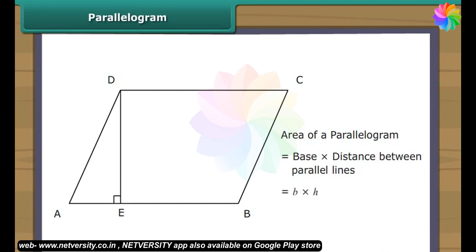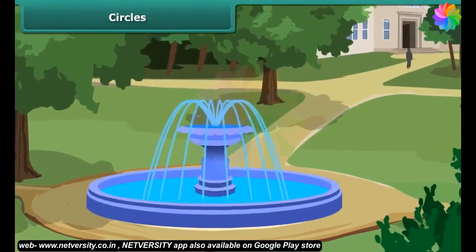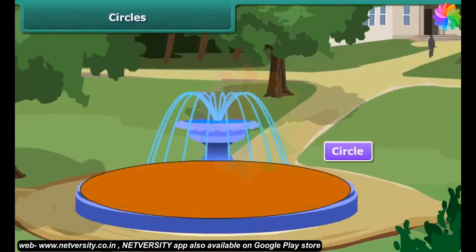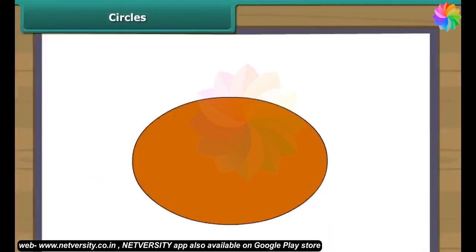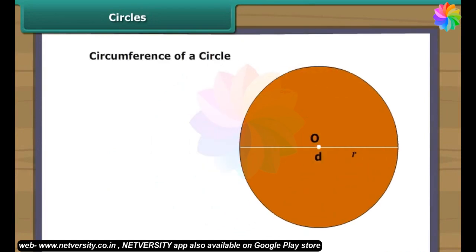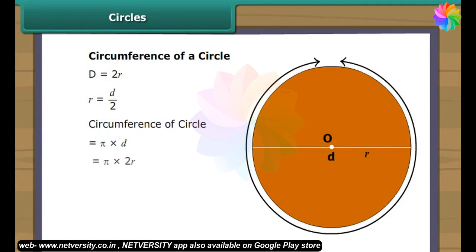Circles. Students, have you noticed the shape of the fountain? The fountain is in the shape of a circle. Can you measure the circumference of the circle? Yes, if you know the radius of the circle, then by using the formula for the circumference of a circle. The circumference of a circle is the distance around a circular region, in other words, the boundary of the circle. The circumference of a circle is the product of a constant called pi and its diameter, or twice the product of pi and the radius of the circle.